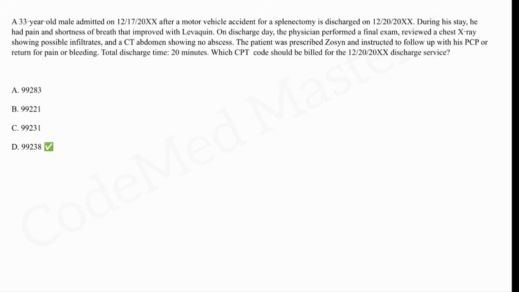99283 in option A is for emergency department visit. It is not matching with the question. So we'll eliminate option A. And 99221 is for initial hospital inpatient or observation care. It is not for discharge service. So 99221 is also wrong, and 99231 is for subsequent hospital inpatient or observation care. That is also not a discharge code.